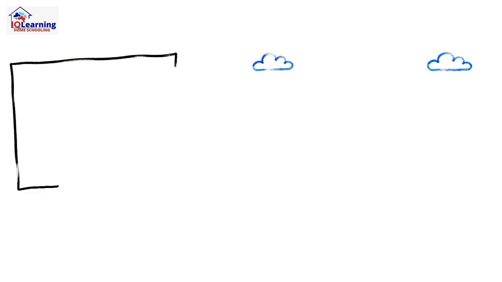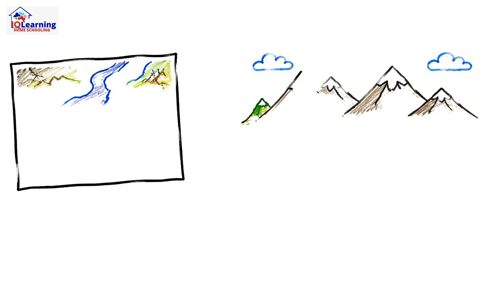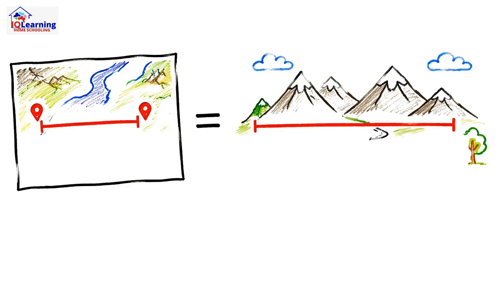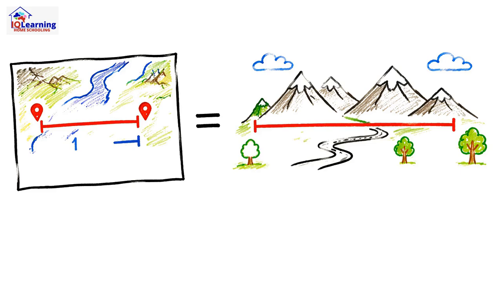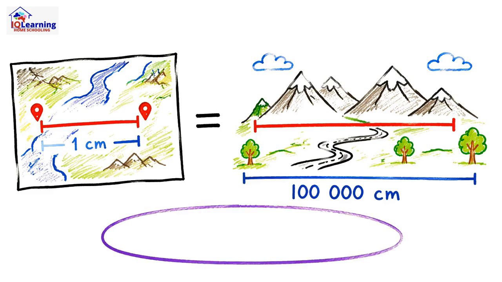You'll often see it as a word scale, which is easy. 1 centimeter represents 10 kilometers. But the scientific version, a ratio scale like 1 to 100,000, has one critical rule. The units on both sides must be the same. So 1 centimeter on your map equals 100,000 centimeters in real life. A quick conversion shows that's exactly 1 kilometer.